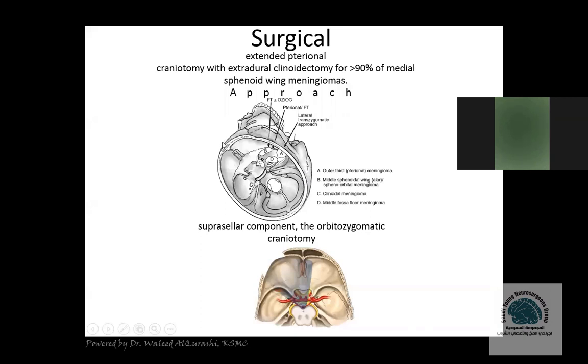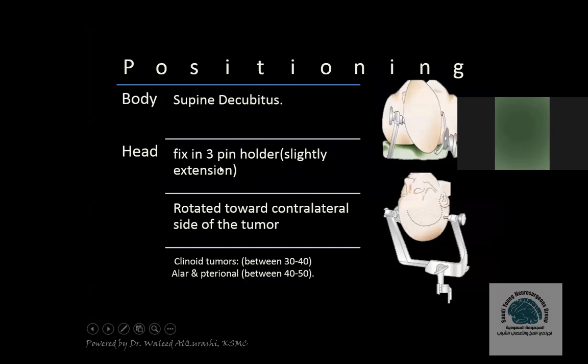The surgical approach for sphenoid meningioma is either an extended pterional craniotomy or supraorbital, and it depends on the extension of the tumor. If it has suprasellar extension, favor the pterional with the orbitozygomatic approach, or just a pterional craniotomy with extension if it's toward the lateral sphenoid part. For positioning, the head is supine, fixed in a 3-pin holder and slightly extended. We rotate the head toward the contralateral side of the tumor. Regarding angulation, if it's a clinoid tumor, the angle is between 30 to 40 degrees, while if it's alar or pterional, between 40 to 50 degrees.